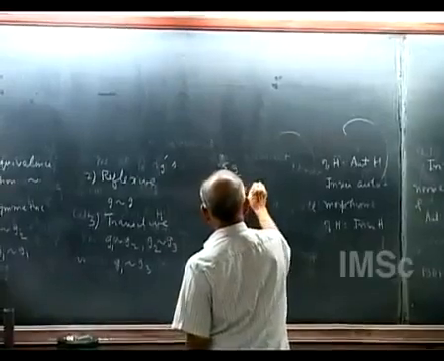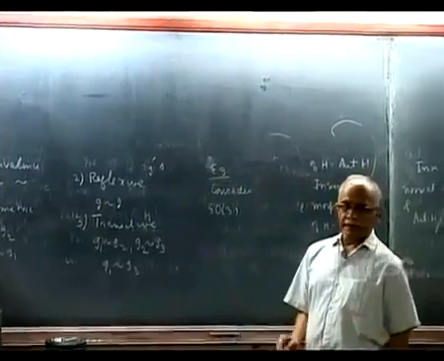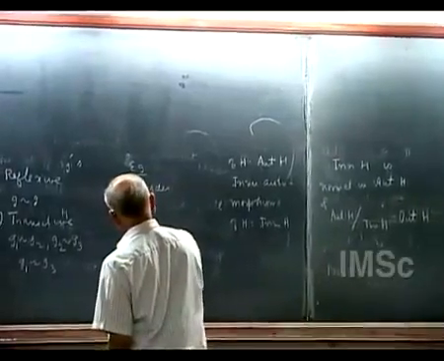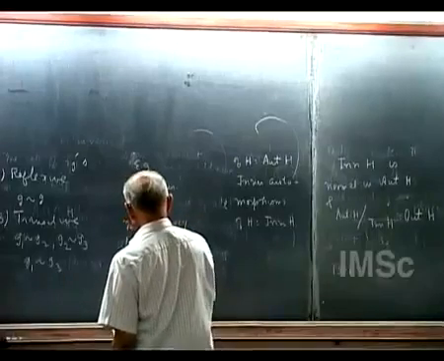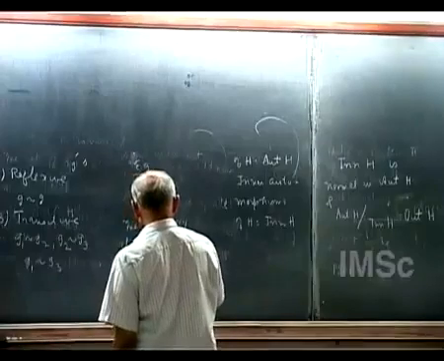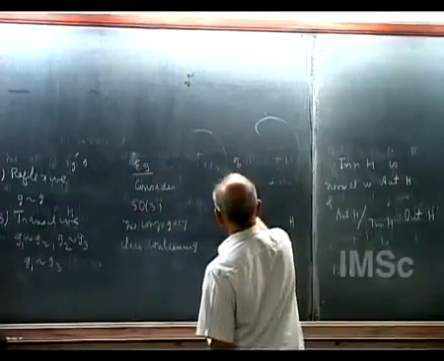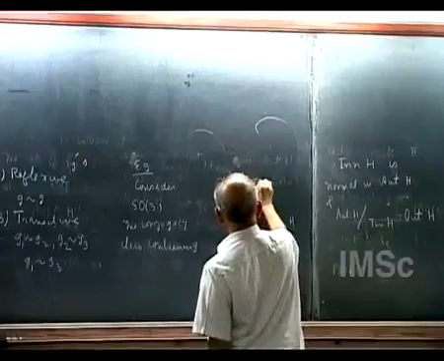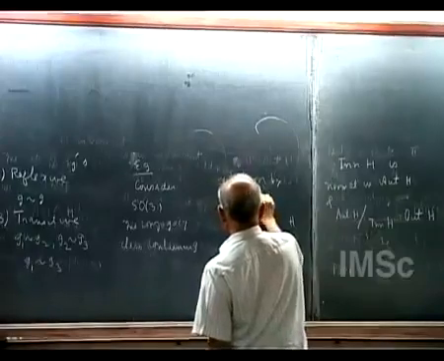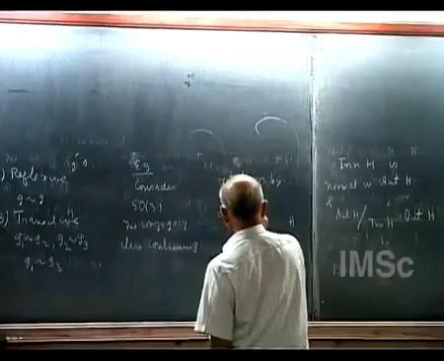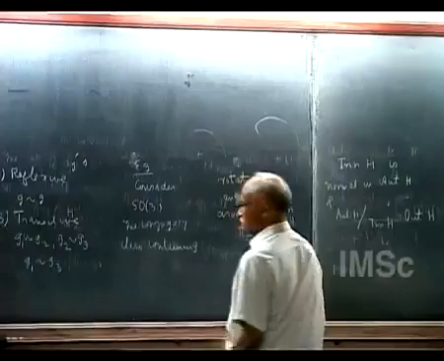Consider SO3. The conjugacy class containing a particular element, a rotation by angle theta around axis n, call it R_n(theta). What is the conjugacy class?